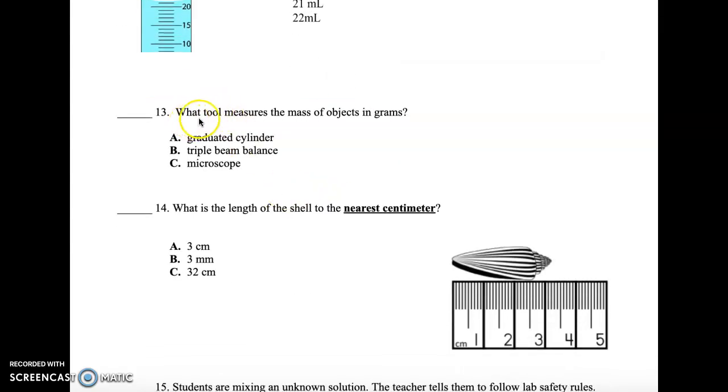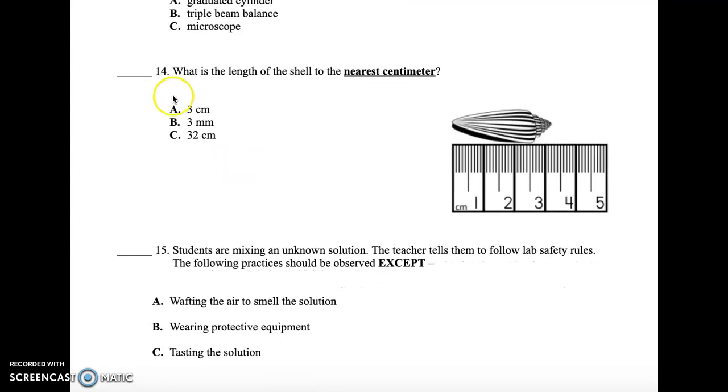Number 13. What tool measures the mass of objects in grams? A. Graduated cylinder. B. Triple beam balance. Or C. Microscope. Number 14. What is the length of the shell to the nearest centimeter? Here is the shell and here is the ruler. A. 3 centimeters. B. 3 millimeters. Or C. 32 centimeters.